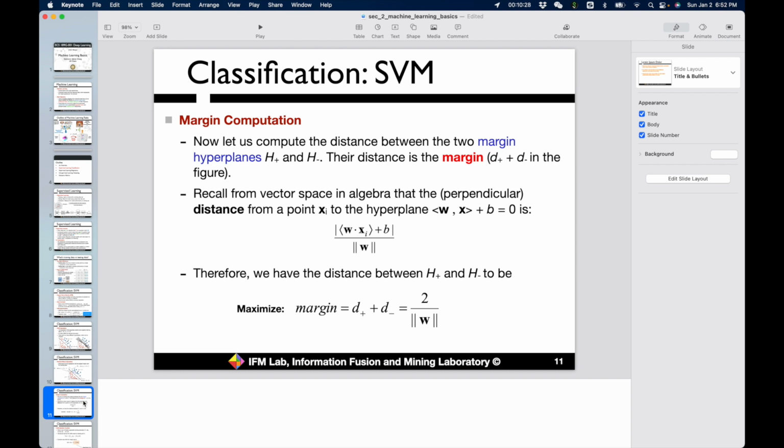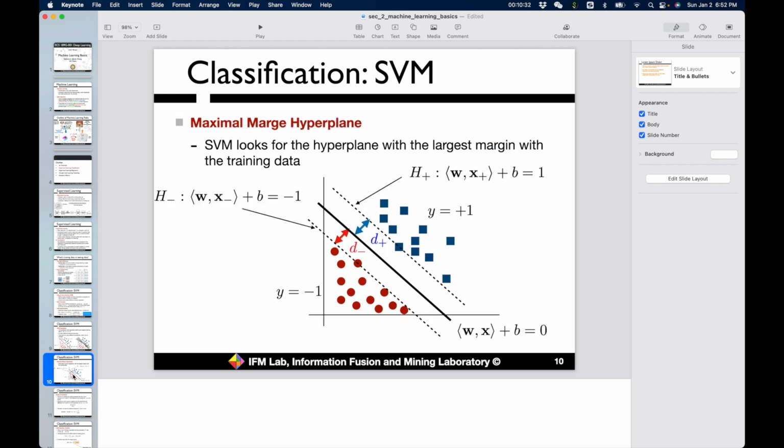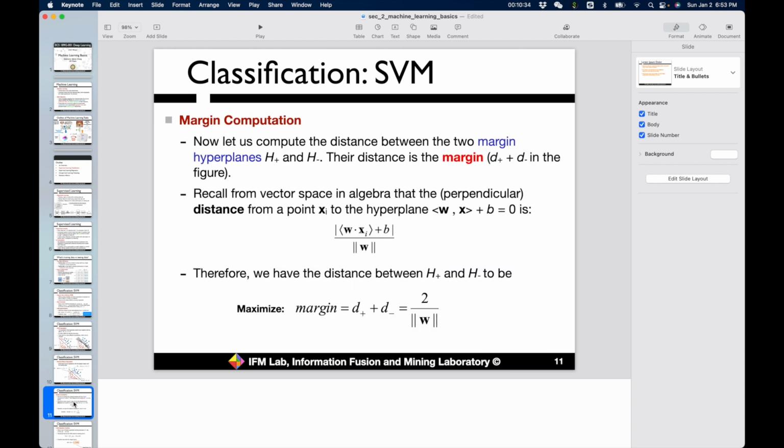Okay, then the question comes: how can we define the distance between two lines? I hope you still remember how to define the distance between two parallel lines. It will be very straightforward, actually. A distance between one point to a line equals what?